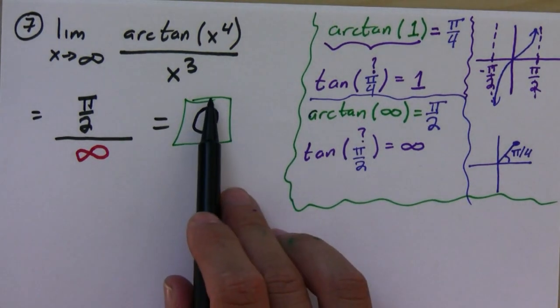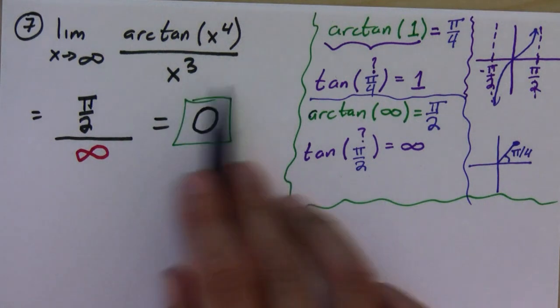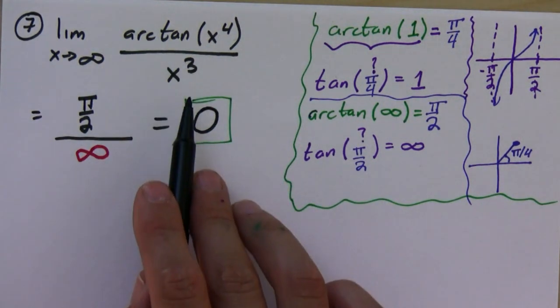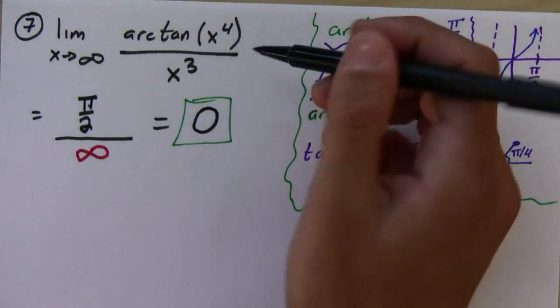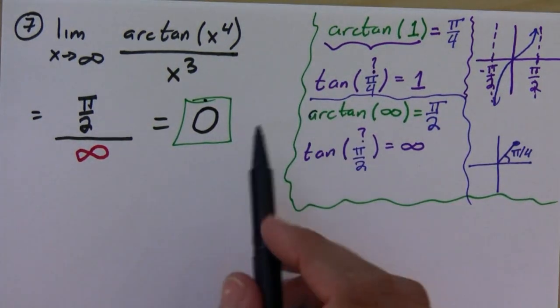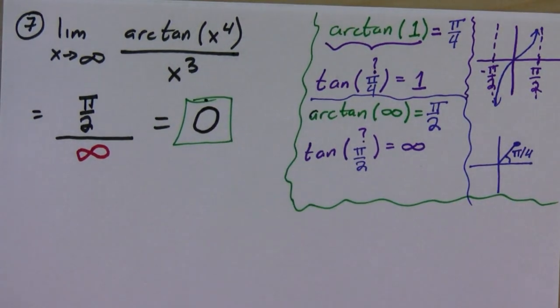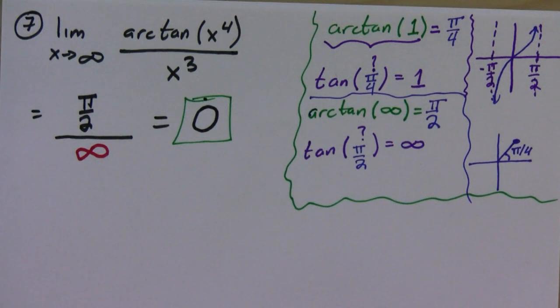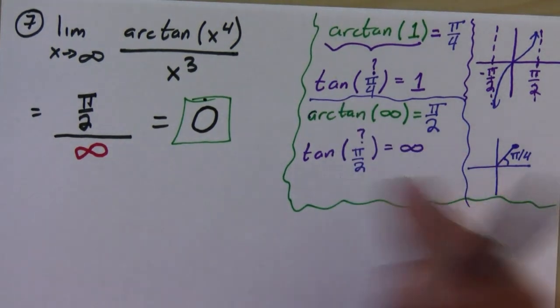And this is one of the things that you have to be careful with: if you just start using L'Hopital's rule without actually checking and making sure that you get 0 over 0 or infinity over infinity, then you'll eventually end up with the wrong answer. But this one, we're done. It's 0.